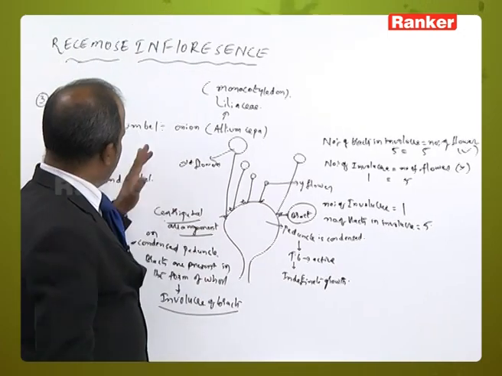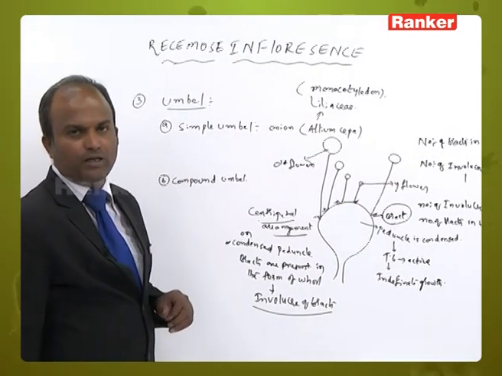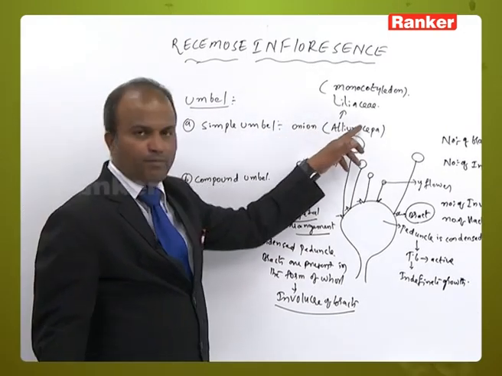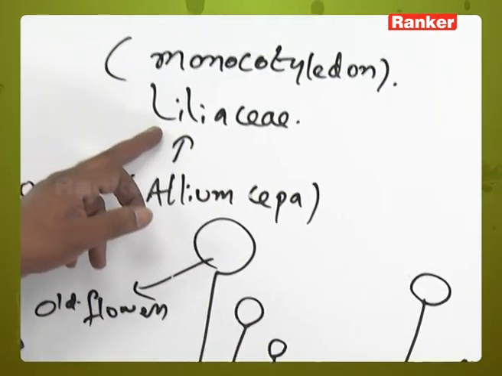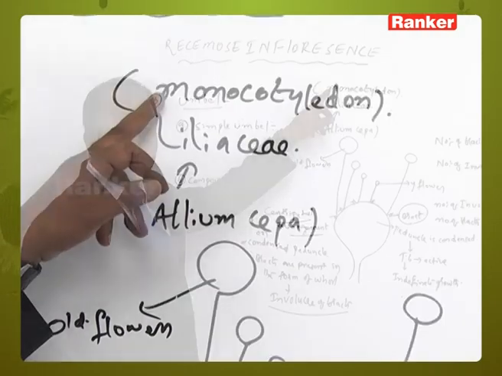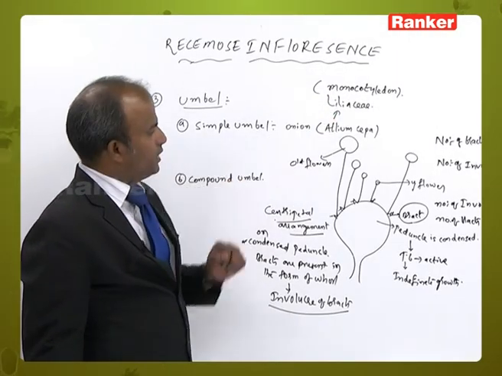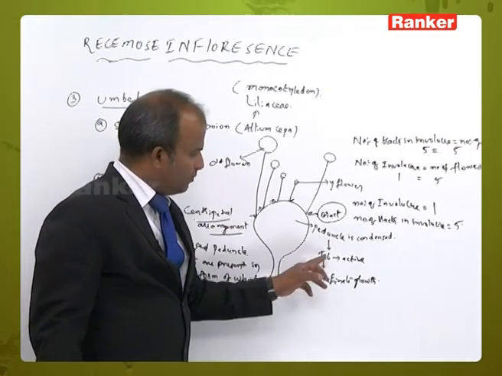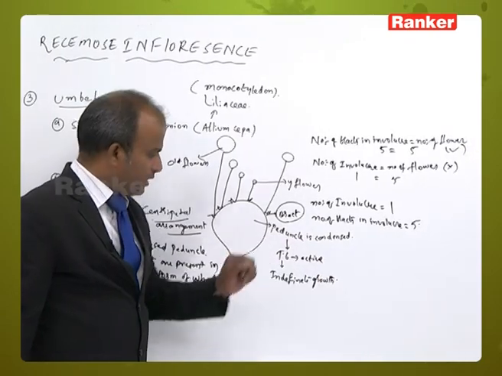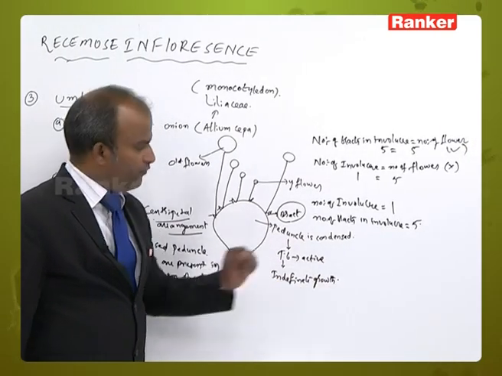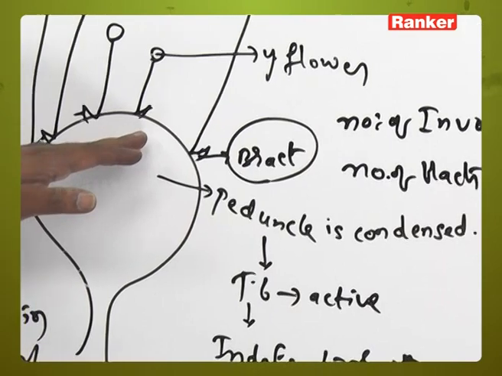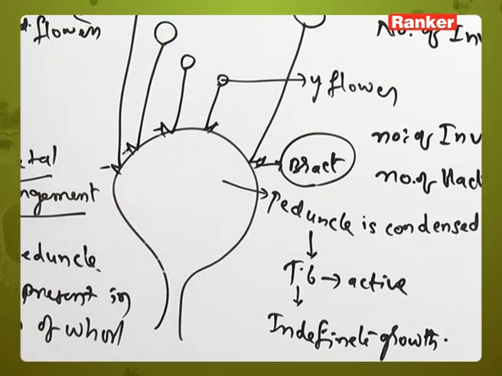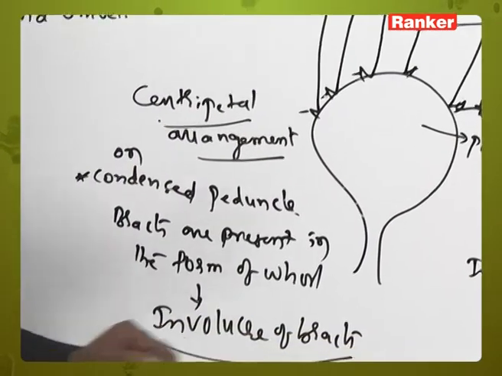So this is about simple umbel. Simple umbel means that is nothing but onion. Example, Allium cepa belongs to the family Liliaceae, belongs to monocotyledon, and in this simple umbel peduncle is condensed. Terminal bud, whether it is active or inactive means active. Why? Because it shows indefinite growth. On this condensed peduncle, bracts are developing. These bracts are forming a whorl-like structure. Can we call that one as involucre of bracts?